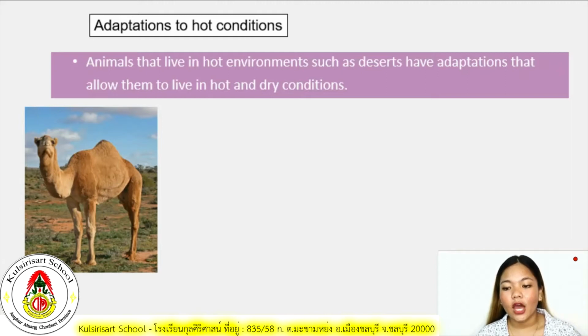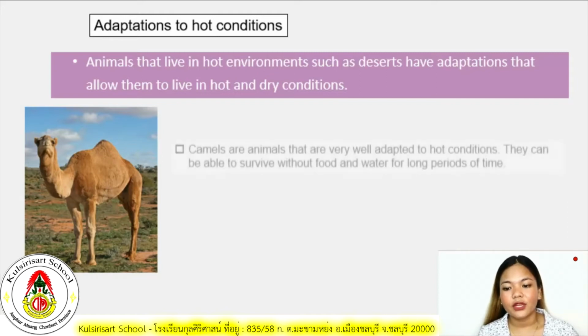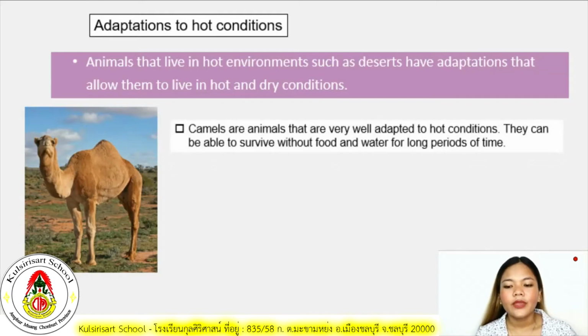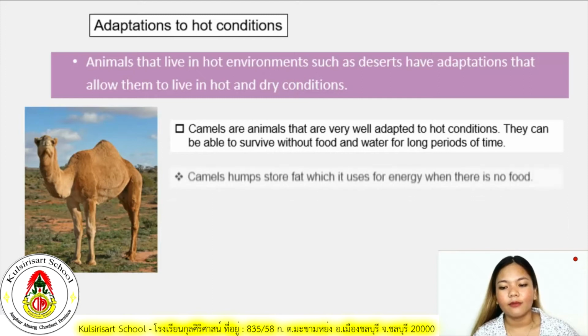Animals that live in hot environments, such as deserts, have adaptations that allow them to live in hot and dry conditions. And as you can see on the left-hand side of your screen, there is a camel. Camels are animals that are very well adapted to hot conditions. They are able to survive without food and water for long periods of time. A camel can last up to 7 months without drinking water and it can still be alive.